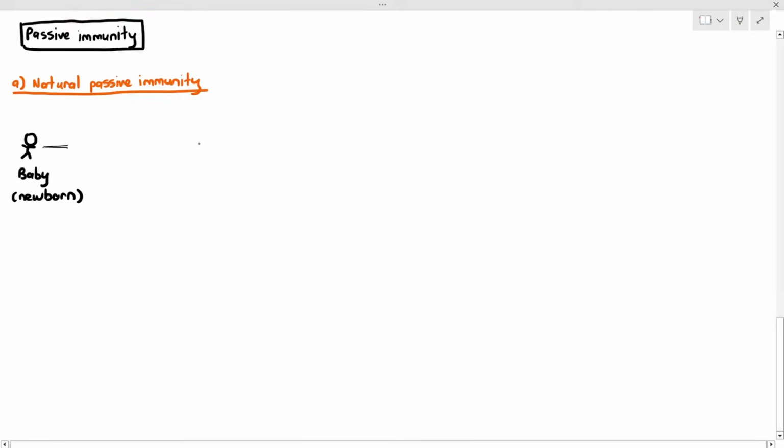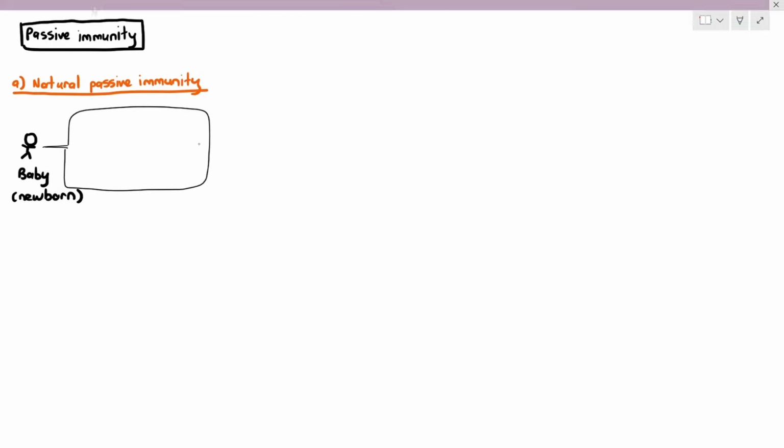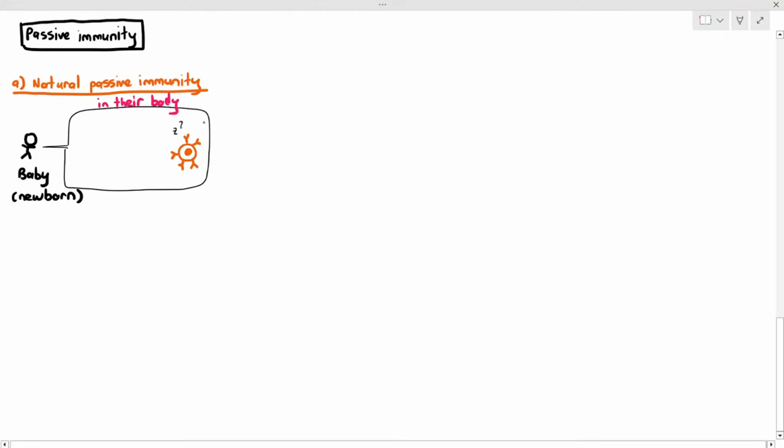So let's start with the baby. For example, like a newborn, the baby is just born, and in their body, they do have B lymphocytes. I'm going to use the word B cell because I don't have enough space to write B lymphocyte over there. But when I say the word B cell, what I just mean is B lymphocytes, all right? And the B cells are inactive. They are not exposed to any antigens at all.